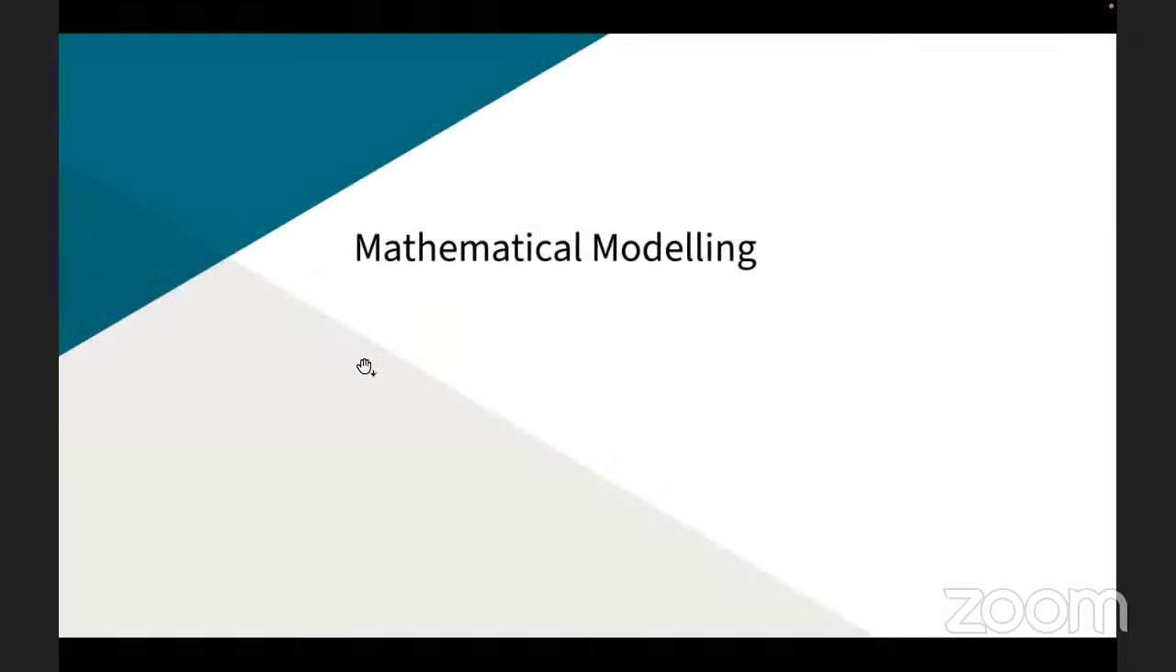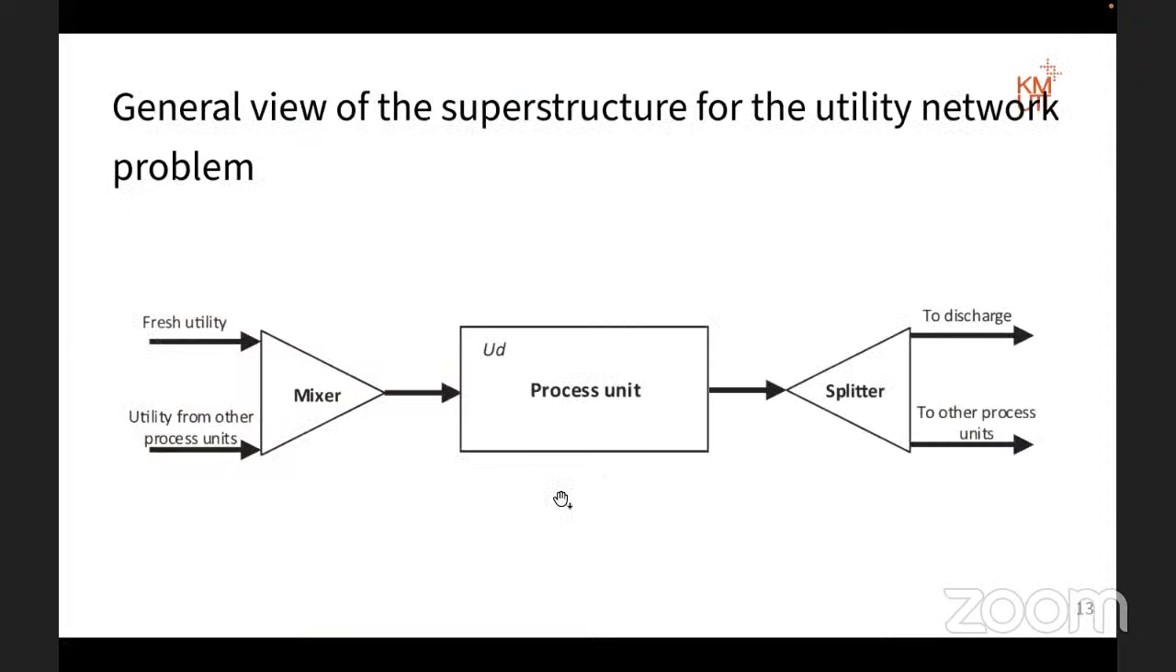Next, we move to the part on mathematical modeling. We show you the picture of the general view of the superstructure for the utility network problem. You can see on the left-hand side the utility input to the process unit, which comes out through a splitter to discharge and to other process units.